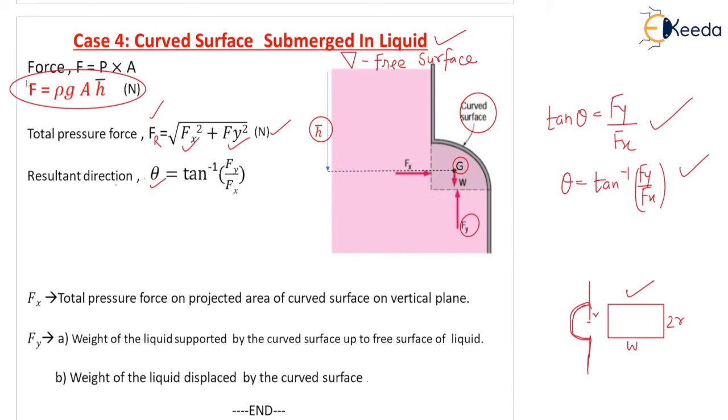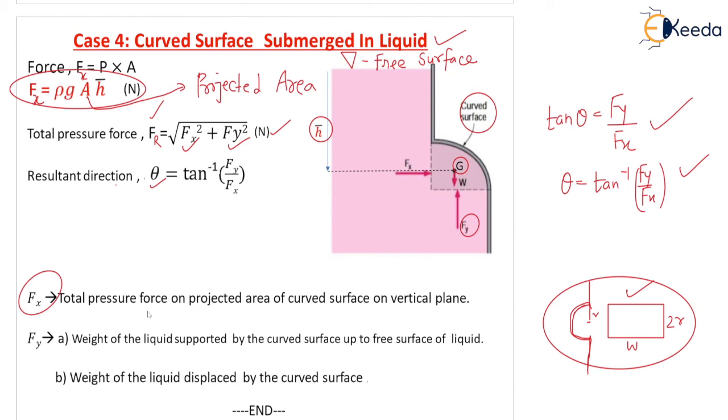This is only for Fx, a point to be noted: rho g A h bar. The question is, what is this A, sir? Only a small change. This A is your projected area. Very important line. Rest all things are 100% the same. Only there is a change in the A, and this A is the projected area which you will get after projecting on the vertical plane surface, as I explained here.